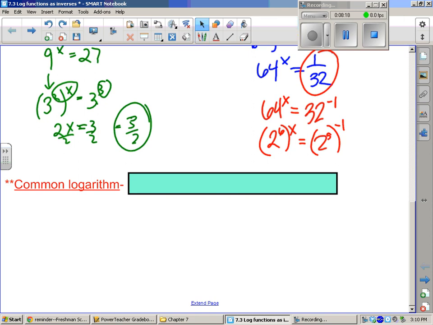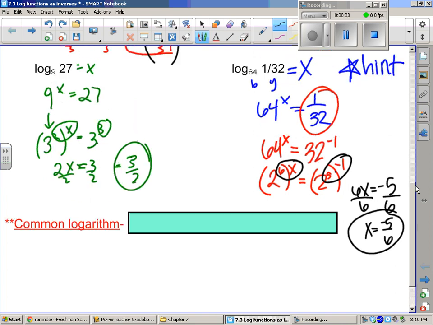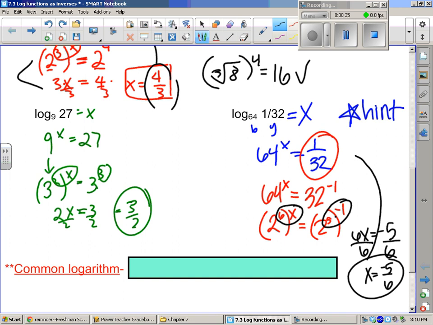So now we're ready to set our exponents equal to each other. So 6x, and remember you've got to multiply there. 6x equals -5, divide by 6, and we get -5/6. And that would make sense for us to have a negative answer because that's really the exponent that we'd have to raise 64 to. 32 is on the bottom, which gives you a clue that the exponent's negative.